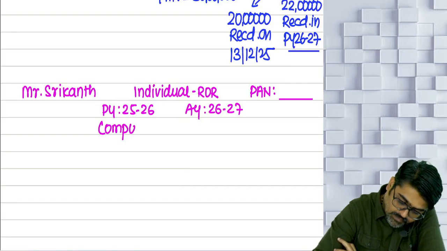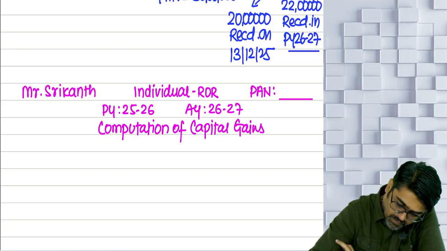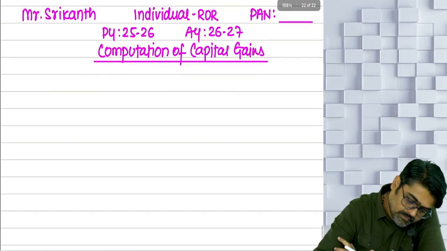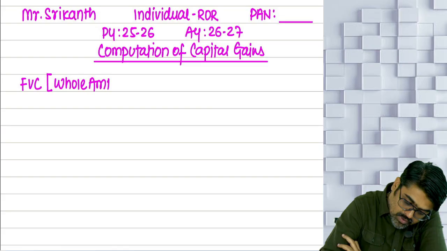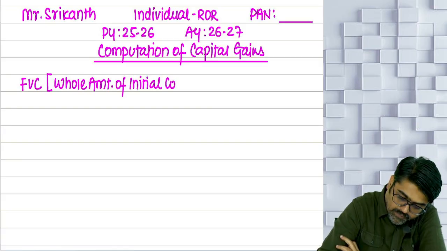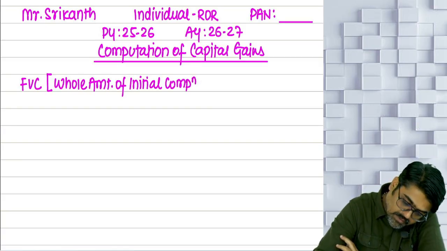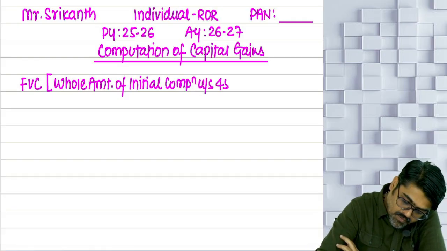Computation. Help me to solve this question. Computation of capital gains. Full value of consideration. In the bracket, whole amount. What did I say? Whole amount of initial compensation. That will be treated as your full value of consideration under section 45(5).